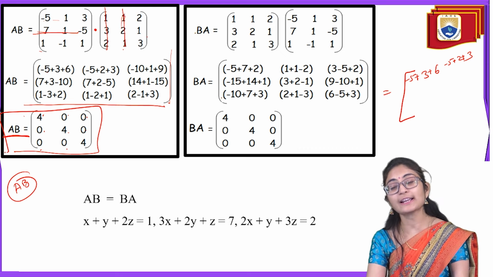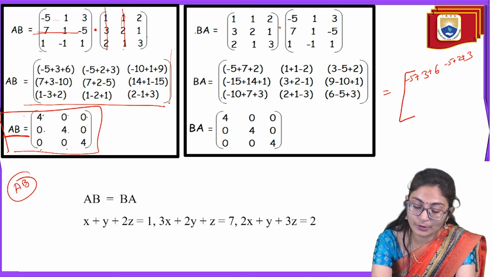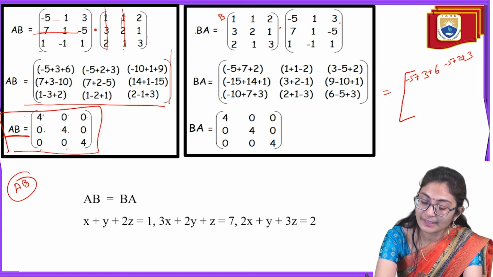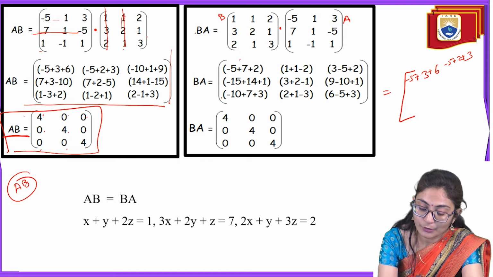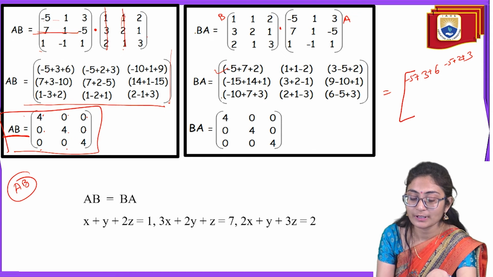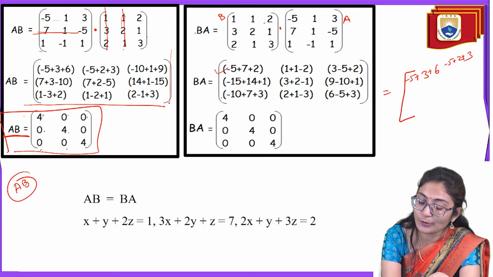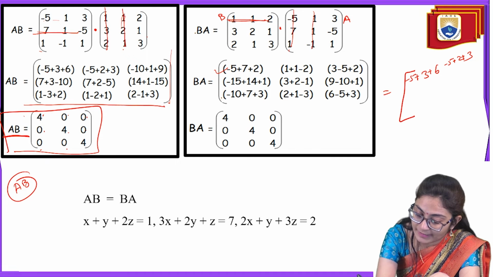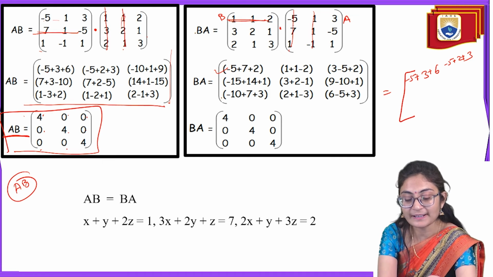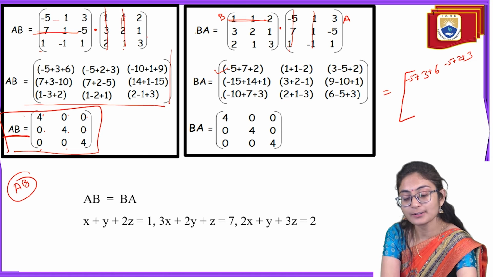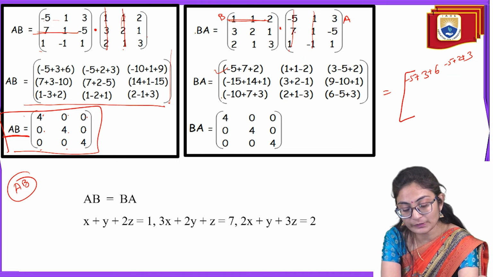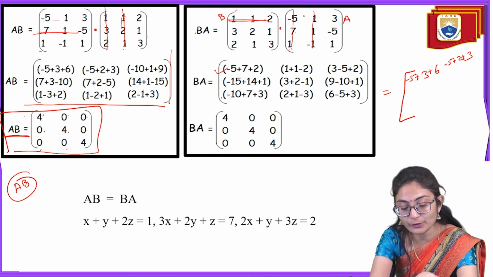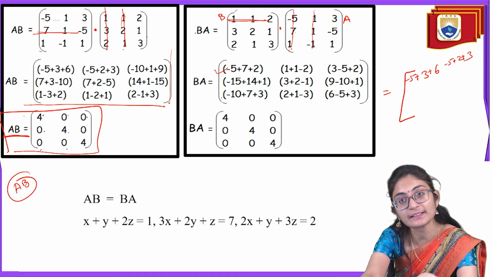Then you have to find the BA matrix. That means here first there will be B, and this is your A. Now you have to calculate these things. After calculating, you will get these values. Same technique you have to use. First row, first column, first row, second column, first row, third column. That means minus 5 plus 7 and then plus 2. 1 into minus 5, 1 into 7, 2 into 1. Then 1 into 1, 1 into 1 and 2 into minus 1.